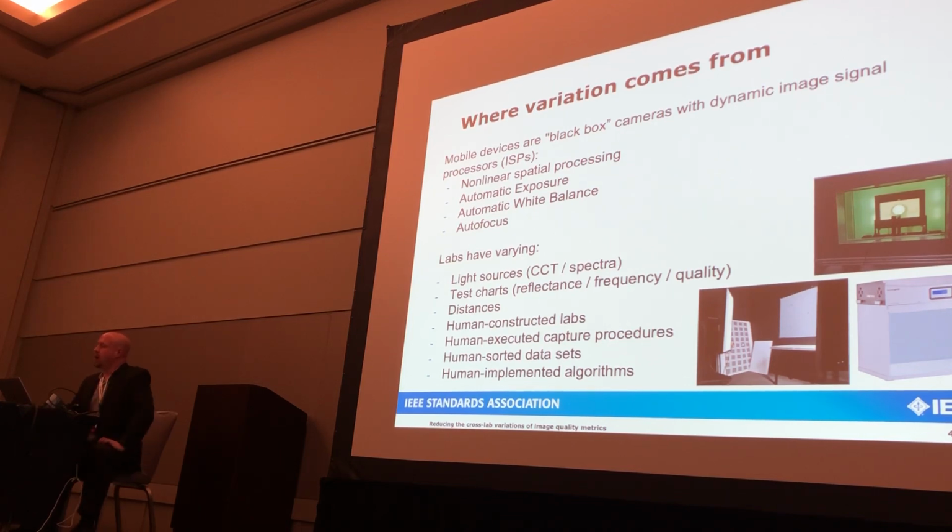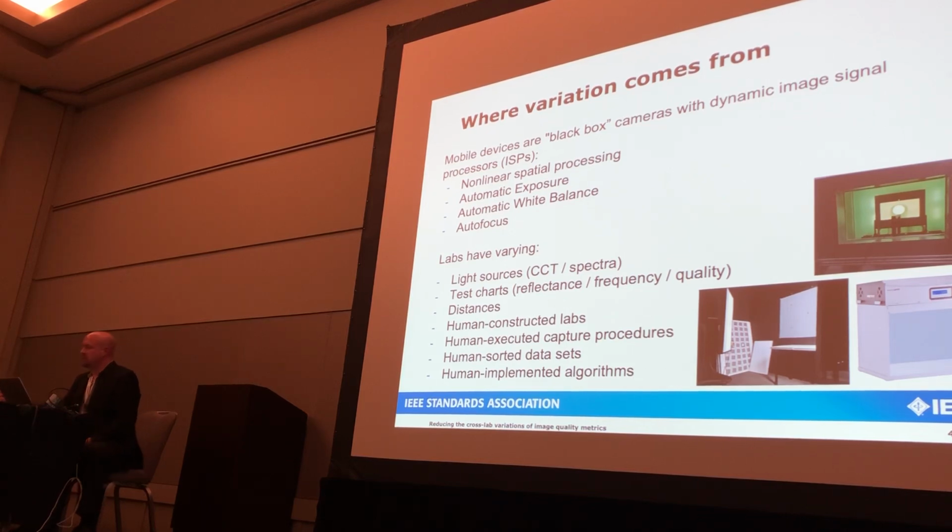Mobile devices are black box cameras with dynamic image signal processors. They have nonlinear spatial processing. They have automatic exposure, automatic white balance, autofocus. In capturing the images, we try to use the camera in an ordinary way, avoiding special modes where most users are not going to access those modes. So labs had many varying factors which the black box camera reacts to. The mobile device is scene dependent, and the test labs have a hard time replicating the exact same scenes.